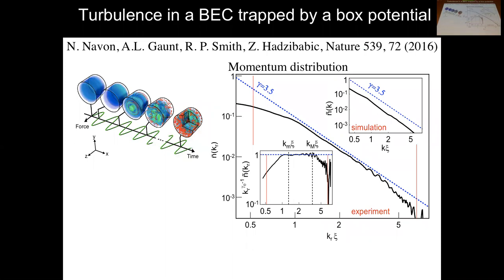But recently, three years ago, very excellent experiments appeared from Cambridge. These scientists succeeded in trapping the atoms in a box potential, a cylindrical box potential, and they extend the system. By time-of-flight experiments, they observed such a power law. Probably the animal is here. Okay. He made a talk this morning about this topic.